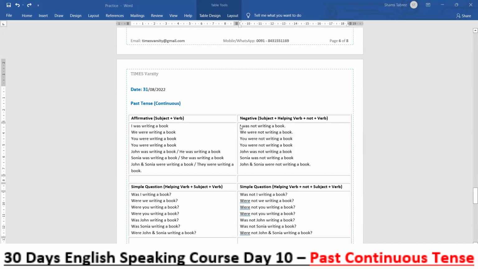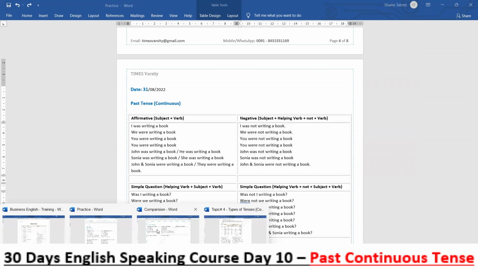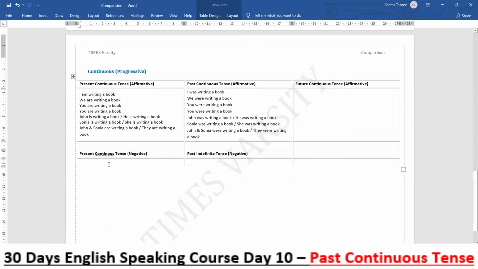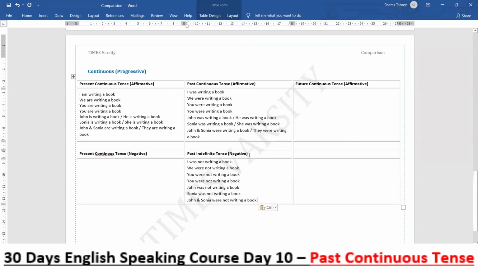I was not writing a book. Sorry, this is present. So it is past. So here it is continuous. We are talking about continuous.